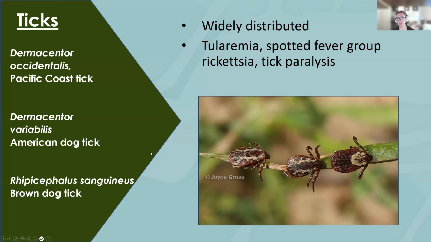So these three other species are also hard ticks, and they have a similar life cycle of questing by sitting on grass or other vegetation and waiting for a host to come by. They're all capable of transmitting other illnesses as well. The illnesses include tularemia, spotted fever group rickettsia, and tick paralysis. And while none of these are nearly as common as Lyme disease, they are all serious illnesses. So avoiding tick bites is a good idea.